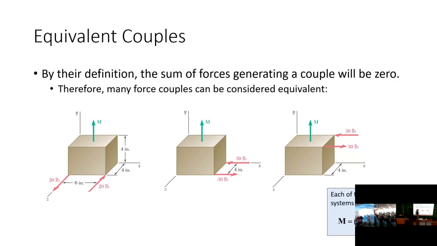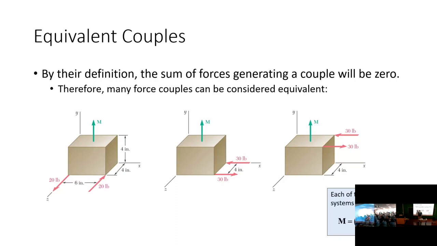What about over here? Well, we have the magnitude is 30 pounds, and the shortest distance between the lines of action of these two forces is 4 inches. So 30 times 4 is 120. 120 again. Same thing over here. 30 times 4, 120. Every single one of these couples generates the same magnitude of moment about the axis in question. And speaking of the axis in question, let's consider our right-hand rule.